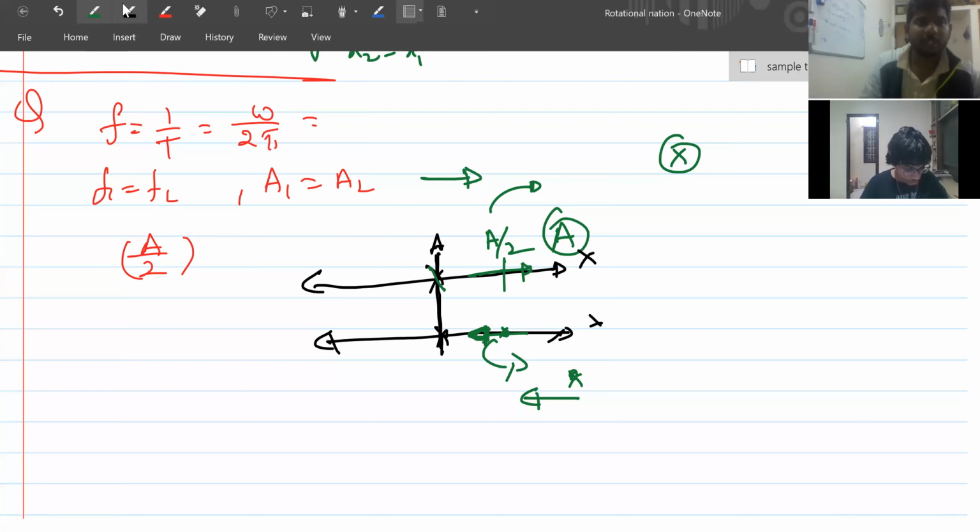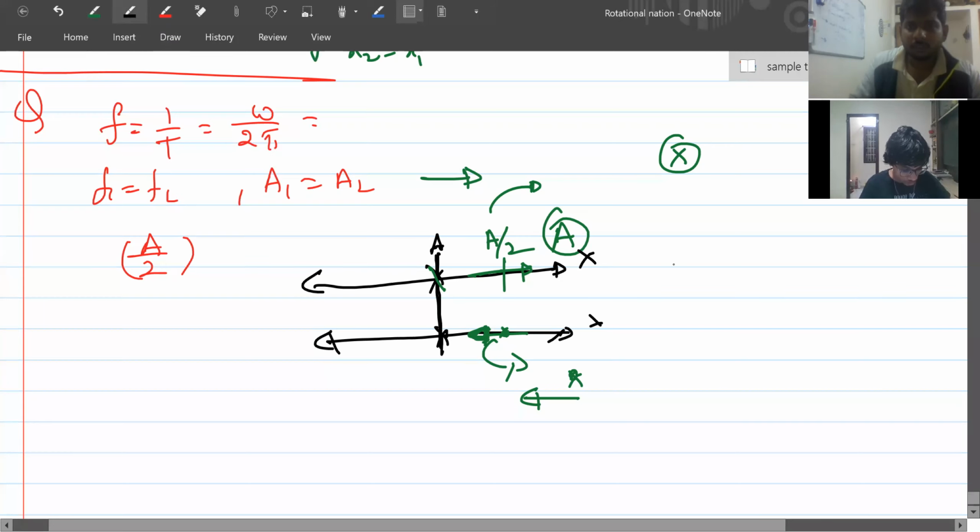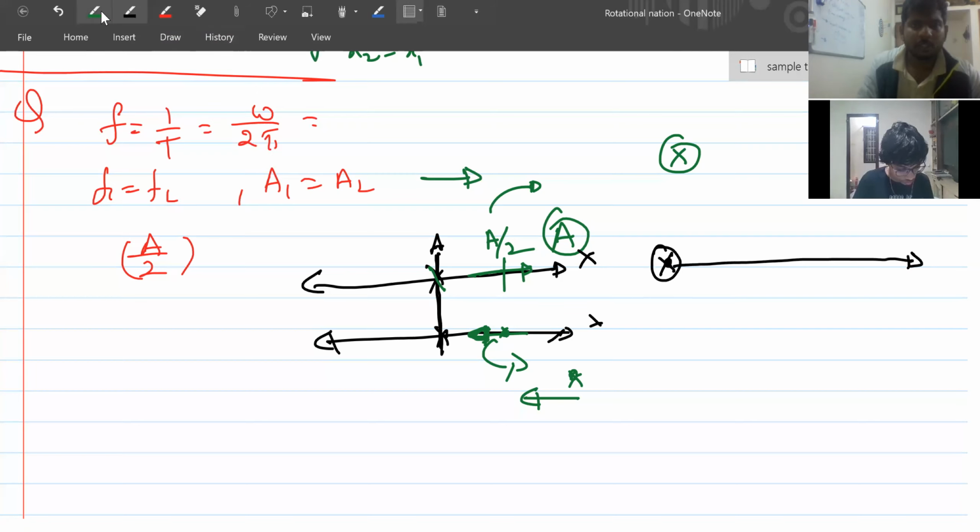Okay, I'll tell you. Suppose I take this one particle, which started at this extreme. You see here, 0 to A by 2 is T by 6, and A by 2 to A is T by 12. Keep it like this.